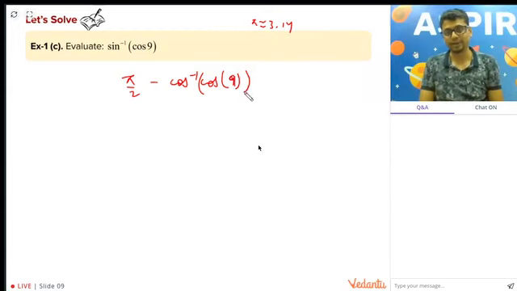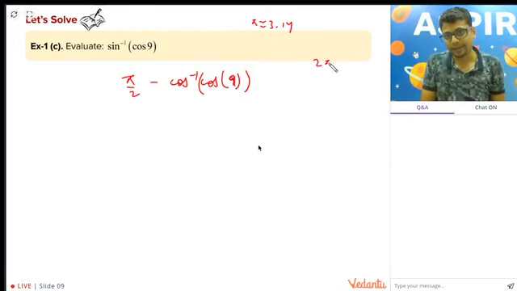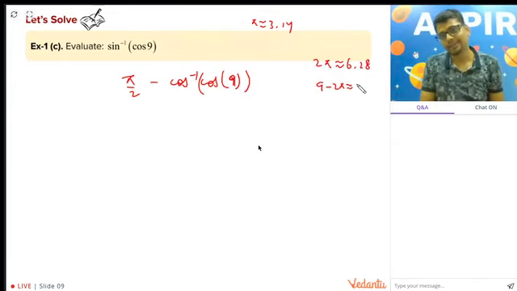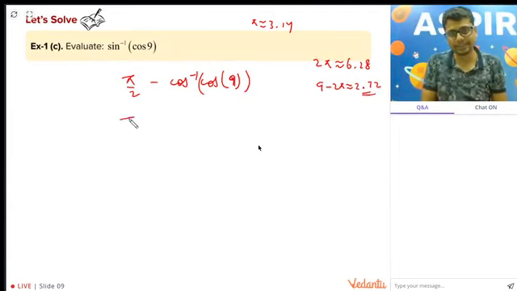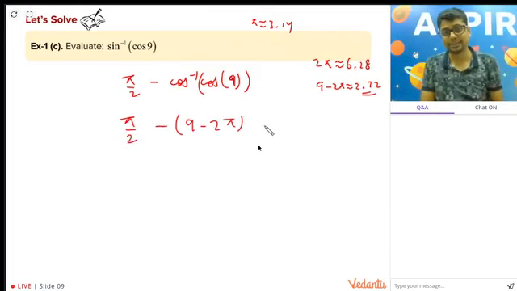Good. So what about 2 pi? 2 pi will be roughly 6.28. And 9 minus 2 pi will be roughly 2.72. So yes, it is between 0 and pi. So I can say it as pi by 2 minus (9 minus 2 pi). That's the sutra. So it becomes 5 pi by 2 minus 9. Khatam.